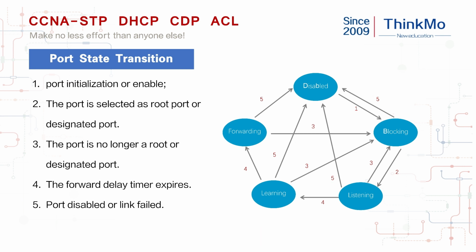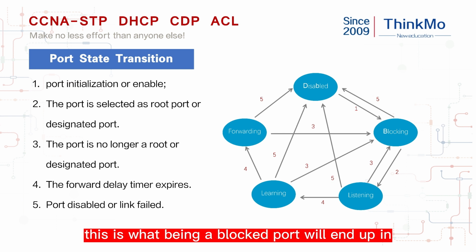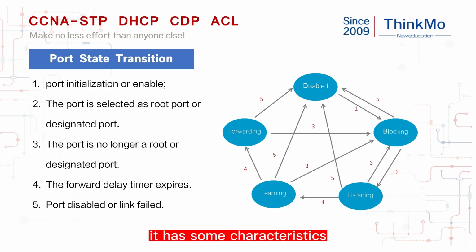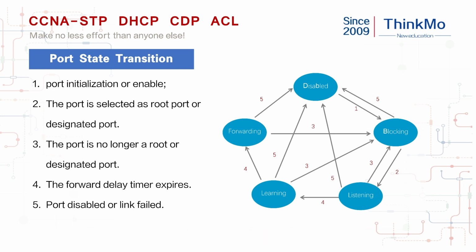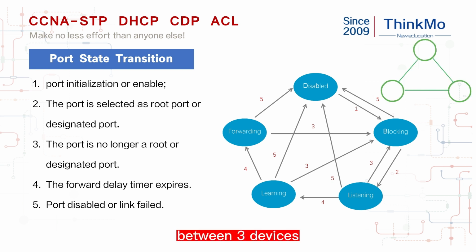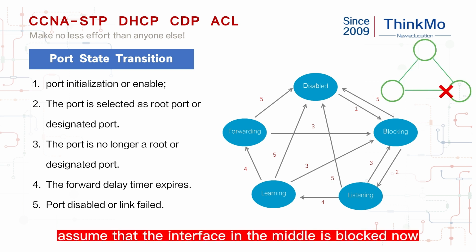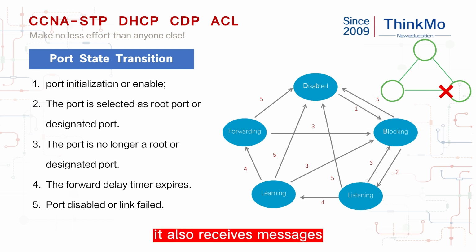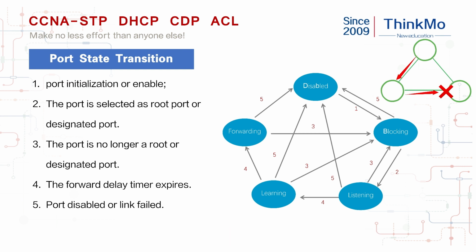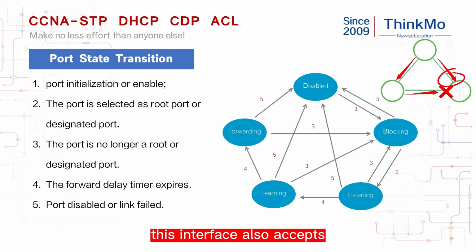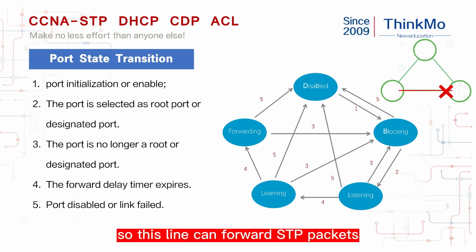Let's look down. There is blocking. This is what a blocked port will end up in. It has some characteristics in this state. It will receive and process BPDU messages locally. As we just said, between 3 devices, assume that the interface in the middle is blocked now. It also receives messages. The device still transmits from this interface, and it will receive. The same goes for this one. It will also send, and this interface also accepts. So this link can forward STP packets.